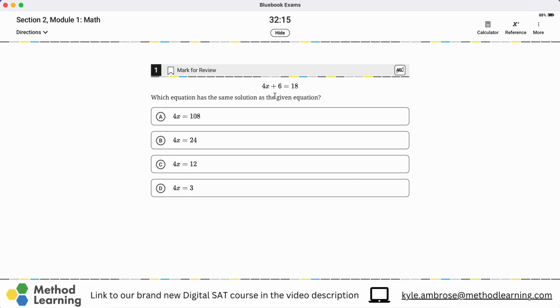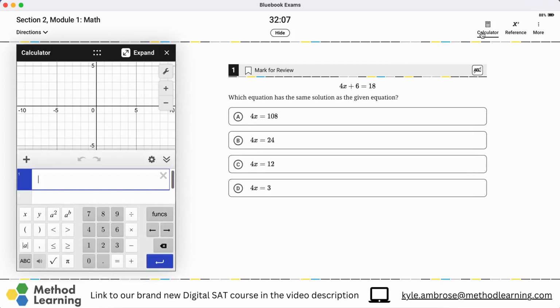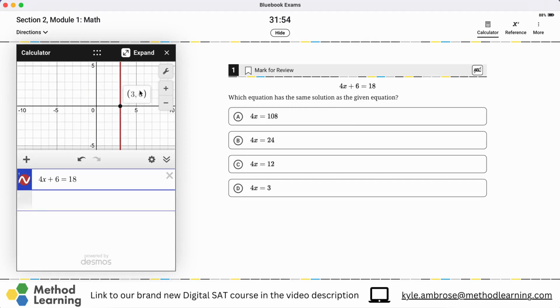This question is pretty easy. You could probably figure out how to do it without Desmos. However, if you really wanted to use Desmos, you could. You just click the calculator. Which equation has the same solution as 4x plus 6 equals 18? Well, in Desmos, you can type in 4x plus 6 equals 18. And you can see this red line goes through 3, which means 3 is the solution. So if it's going to have the same solution, it has to also have a solution of 3.